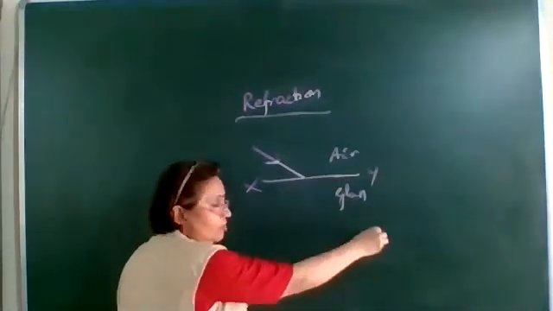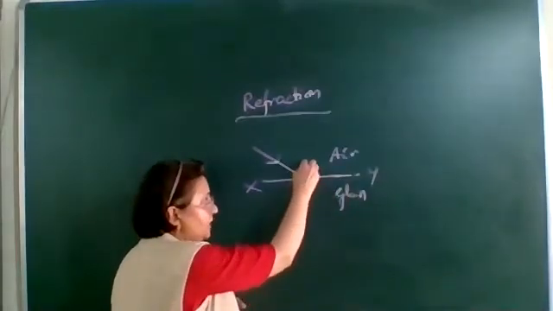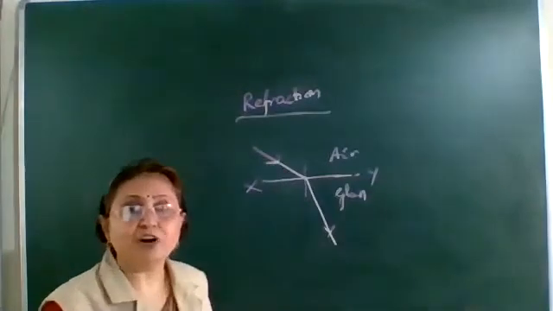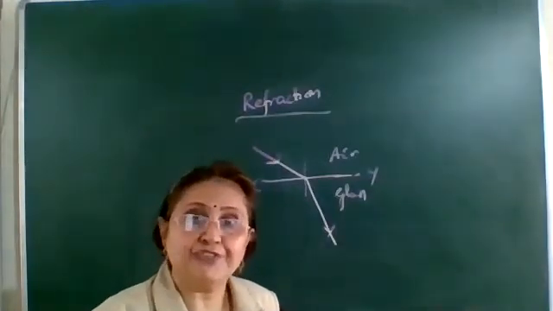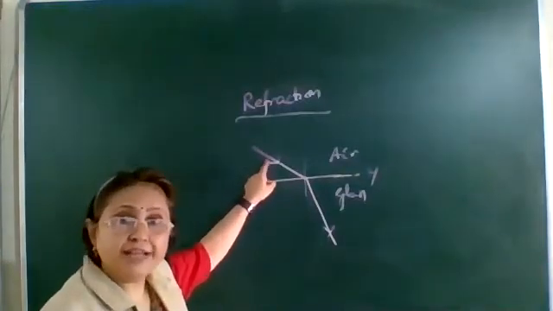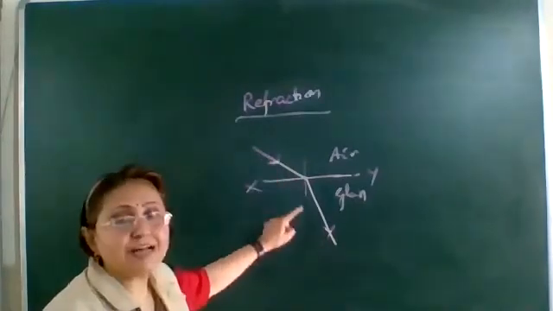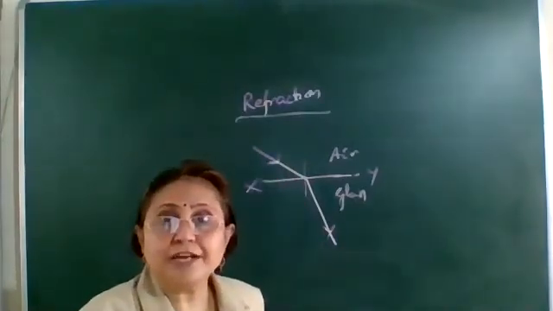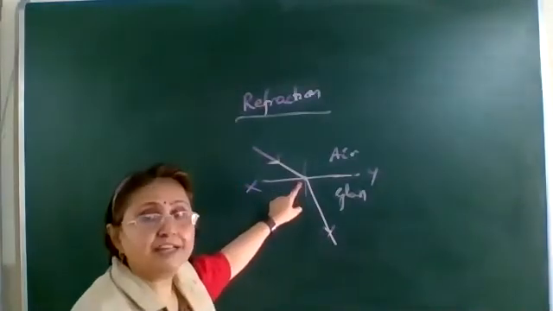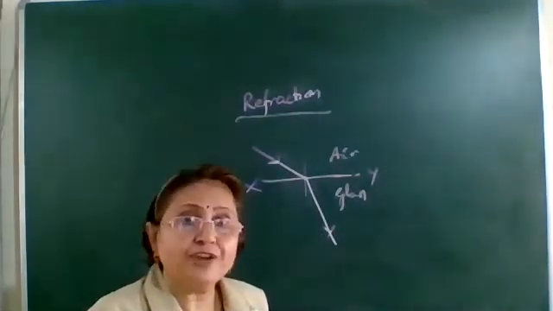This will not go straight. At this interface separating the two media, it will bend. This bending of light, we call it refraction. So how can we define refraction? A ray of light passing obliquely from one transparent medium to another transparent medium doesn't go straight, it bends at the interface. This bending of light, we call it refraction of light.